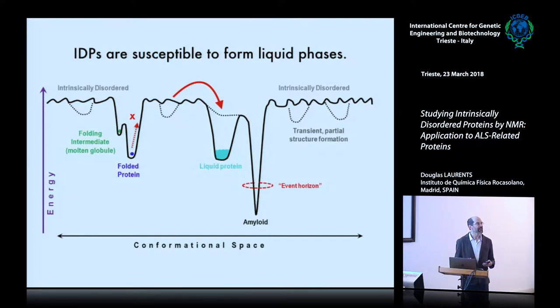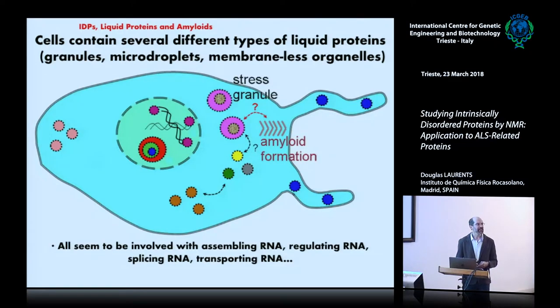Now, besides amyloids, these intrinsically disordered states can also form liquid phases. So this is a discrete liquid phase that's not aqueous. It's not dissolved in water. It's like a liquid protein. And over the last, I guess, since 2007, when these were first described by Brangwynne and coworkers, it's been known that there's several different kinds of liquid phases inside the cell. And these phases are different, and they don't mix with each other.